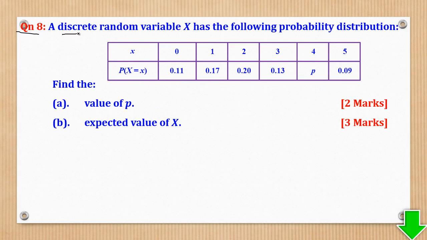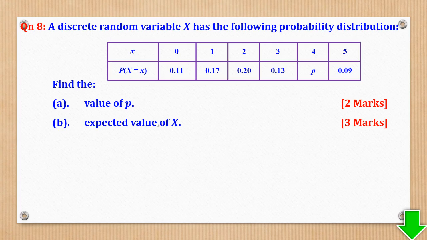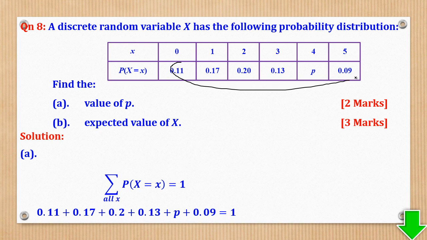Question 8 says, a discrete random variable x has the following probability distribution. Find, Roman 1, the value of P, and Roman 2, the expected value of x. So summation of total probability should always be equal to 1. So come and add all these probabilities and equate to 1. So P is the only unknown, meaning you can get the value of P.